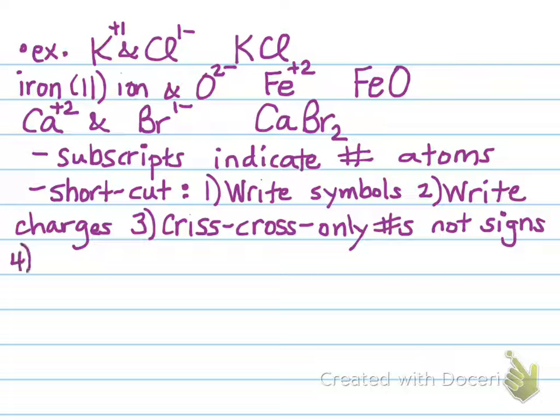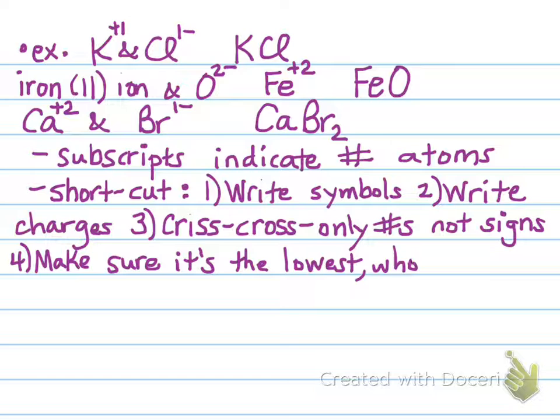And our 4th step is we make sure it's the lowest whole number ratio. So typically we recite it this way. We say symbols, charges, crisscross, lowest whole number ratio. To write the formula for an ionic compound, we do symbols, charges, crisscross, lowest whole number ratio.